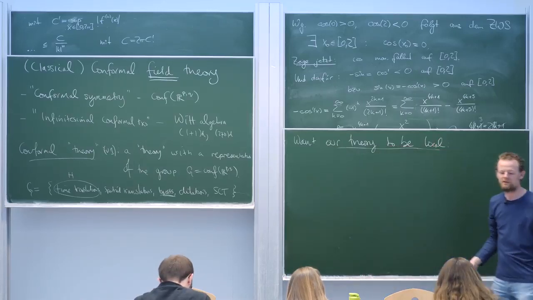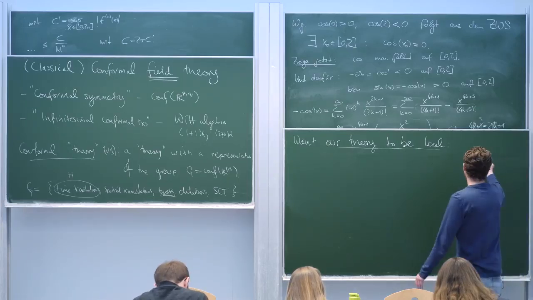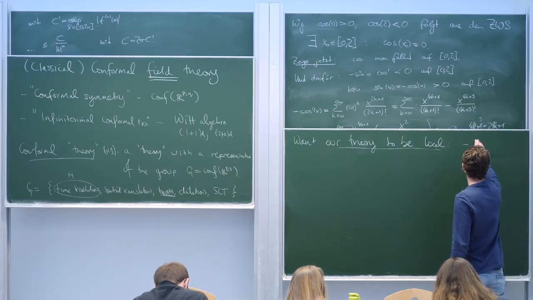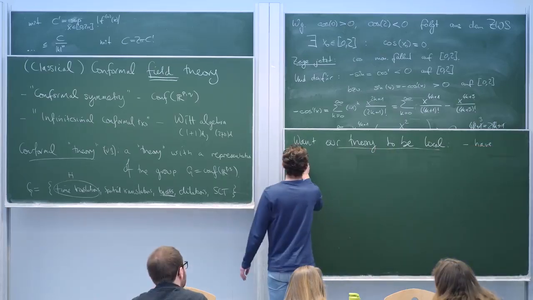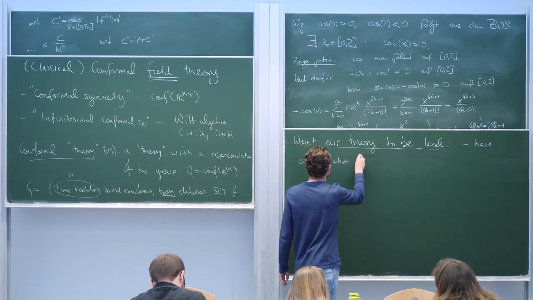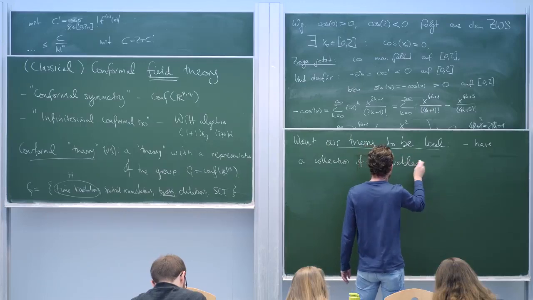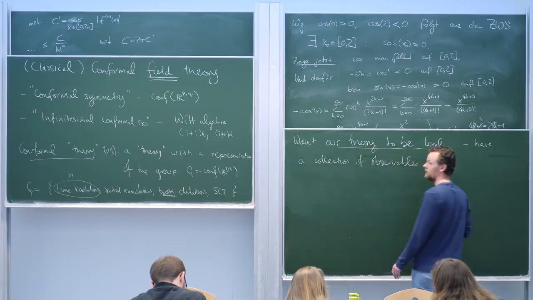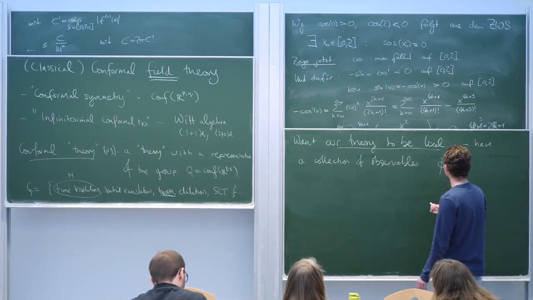And what locality means here, to be somewhat more precise, is that we have a list or a collection of observables. Let's give them a name, let's call them phi. This is what we're going to use for the rest of the course anyway. Phi, these are just observables in your theory.